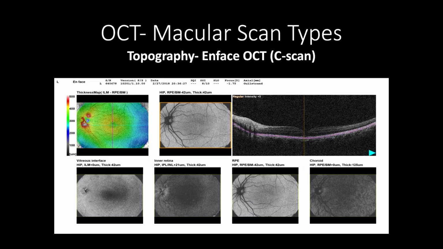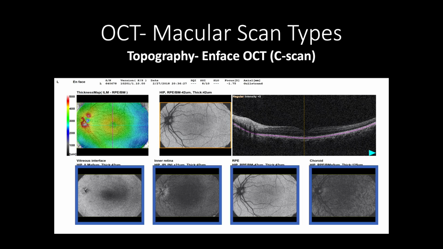OCT en face is a C-scan formed by multiple B-scans, which creates fundus images in different planes of depth, such as ILM, vitreous, inner nuclear tissues, RPE, and choroid, which is very useful to delineate macular pathologies at different levels. For example, in vitreomacular traction, the epiretinal membrane is visible, showing the extent and direction of the traction.